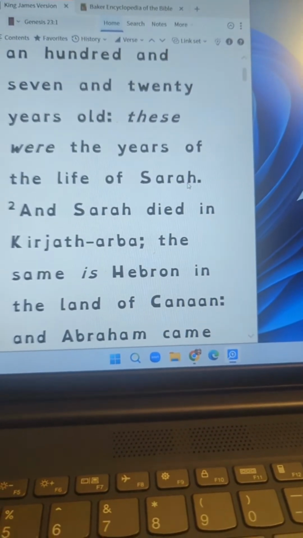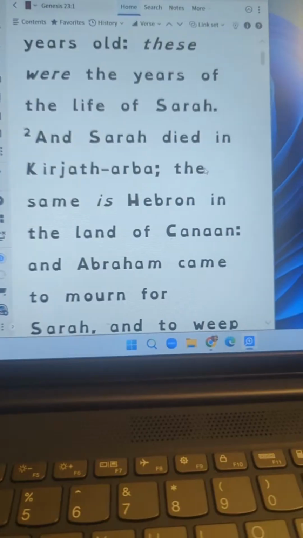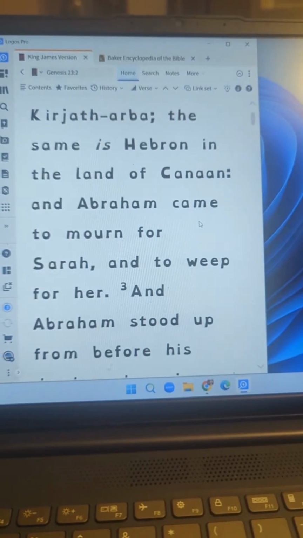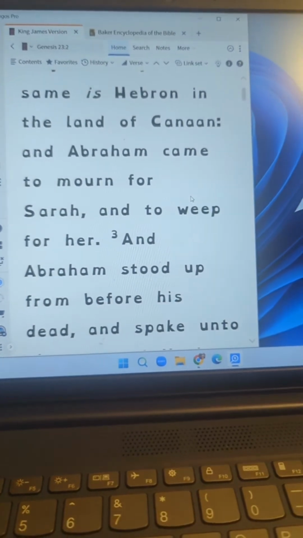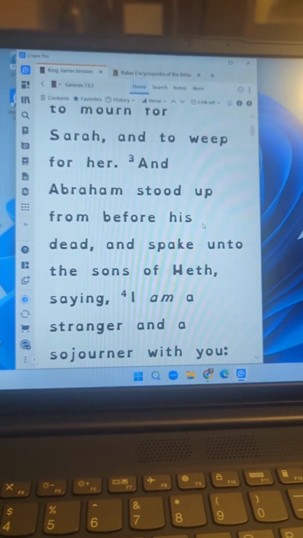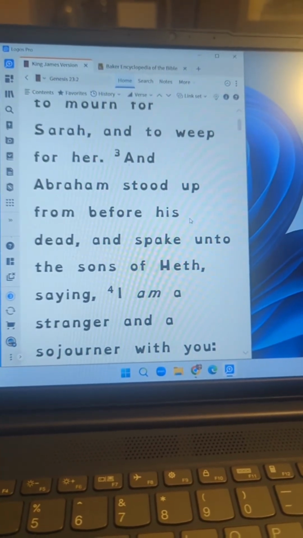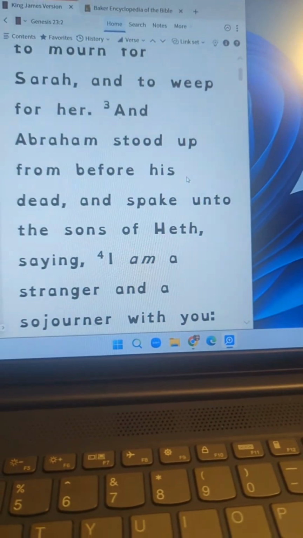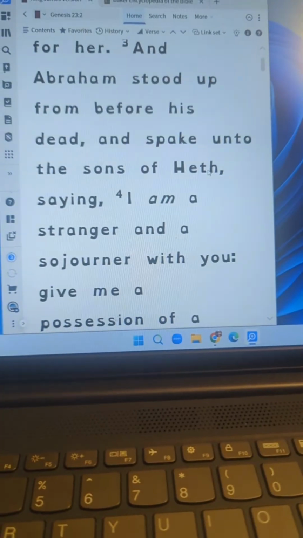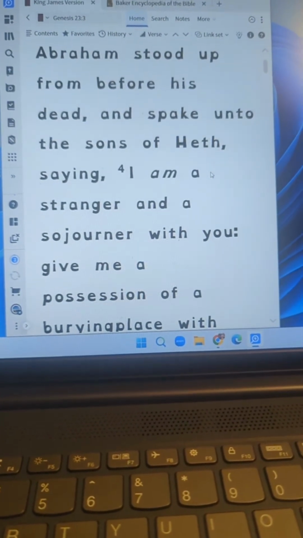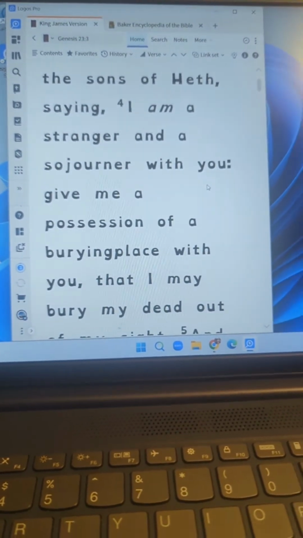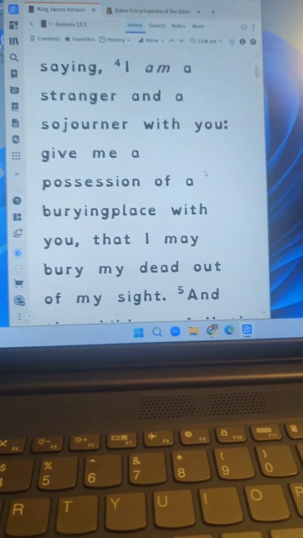And Abraham came to mourn for Sarah and to weep for her. And Abraham stood up from before his dead and spake unto the sons of Heth, saying, I am a stranger and a sojourner with you. Give me a possession of a burying place with you, that I may bury my dead out of my sight.